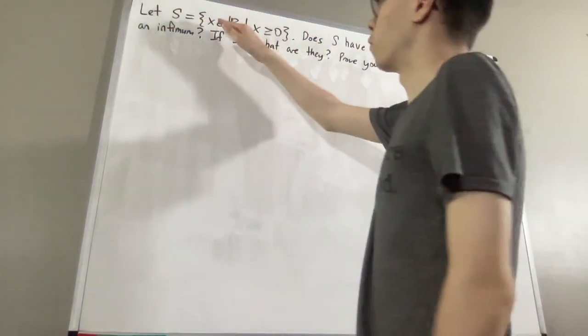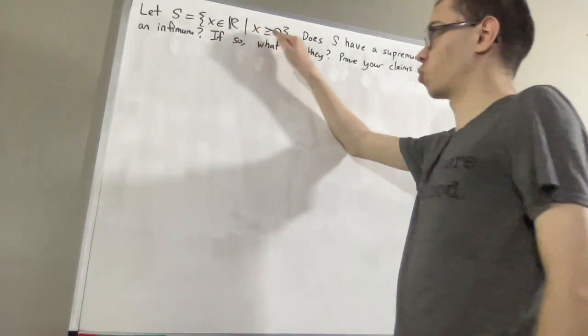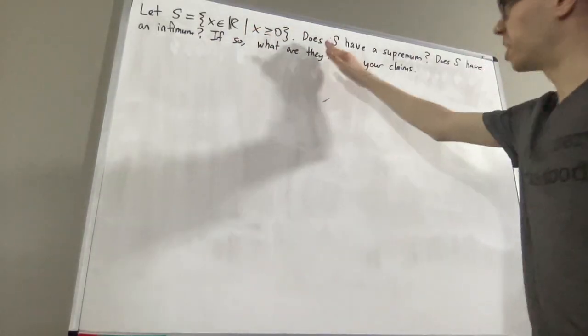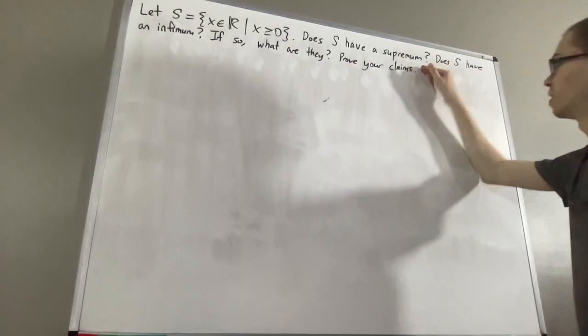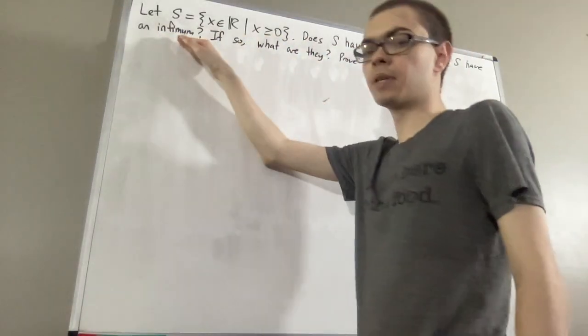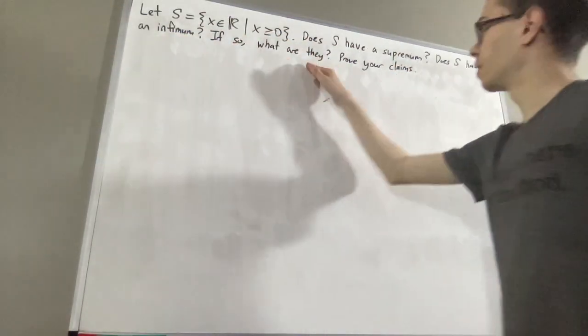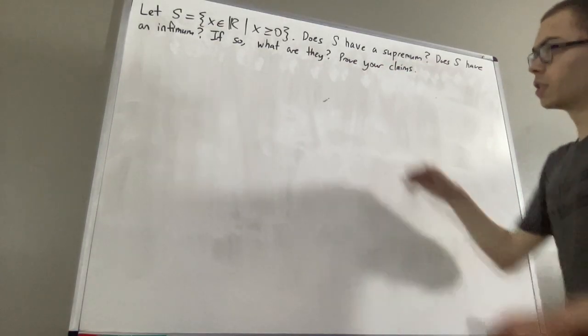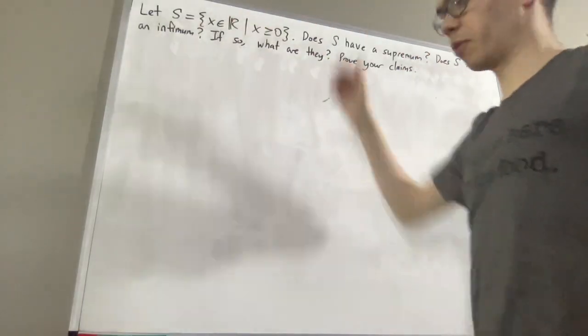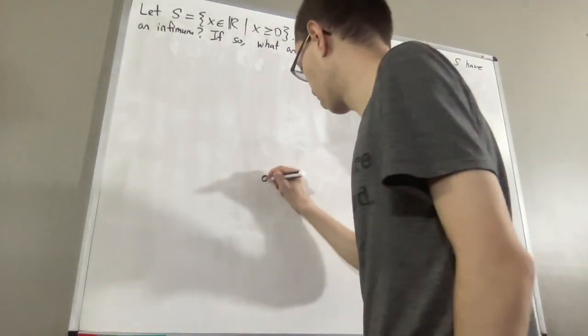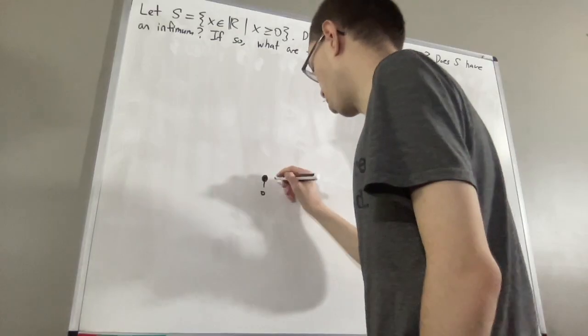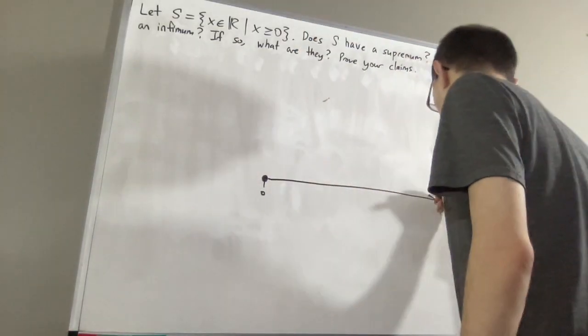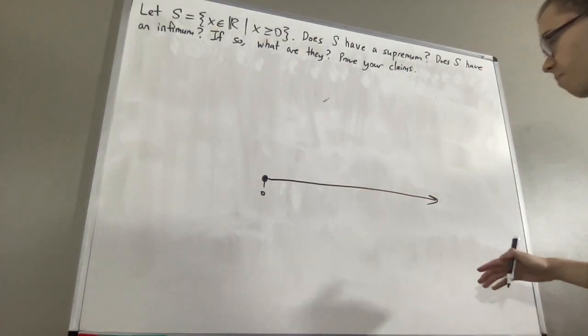Let S be the set of real numbers x such that x is greater than or equal to 0. Does S have a supremum? Does S have an infimum? If so, what are they? Prove your claims. So this is the set of real numbers greater than or equal to 0, so you could visualize it, right? We have 0 right there, and then it extends forever to the right.